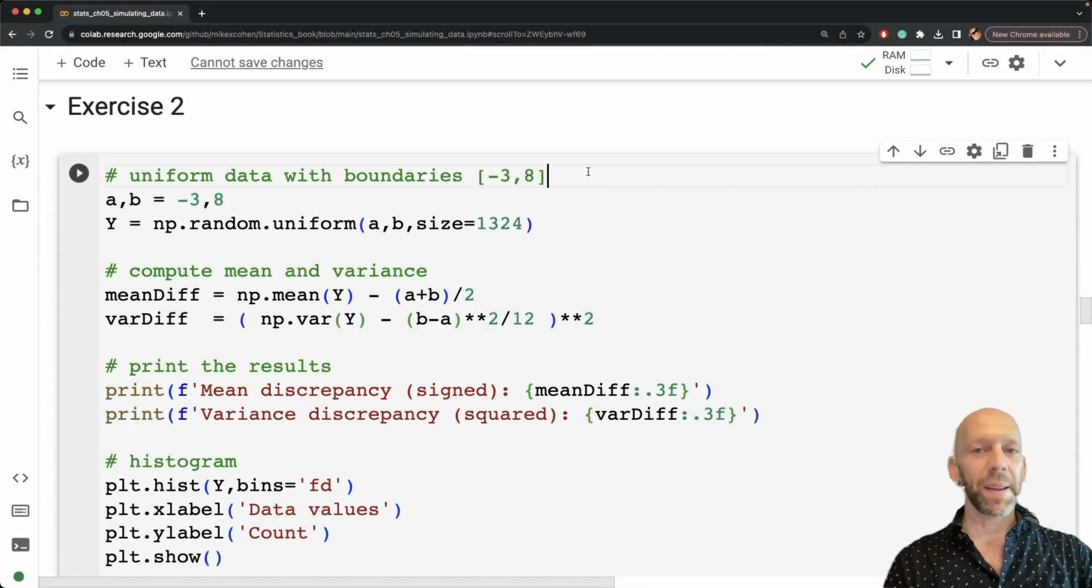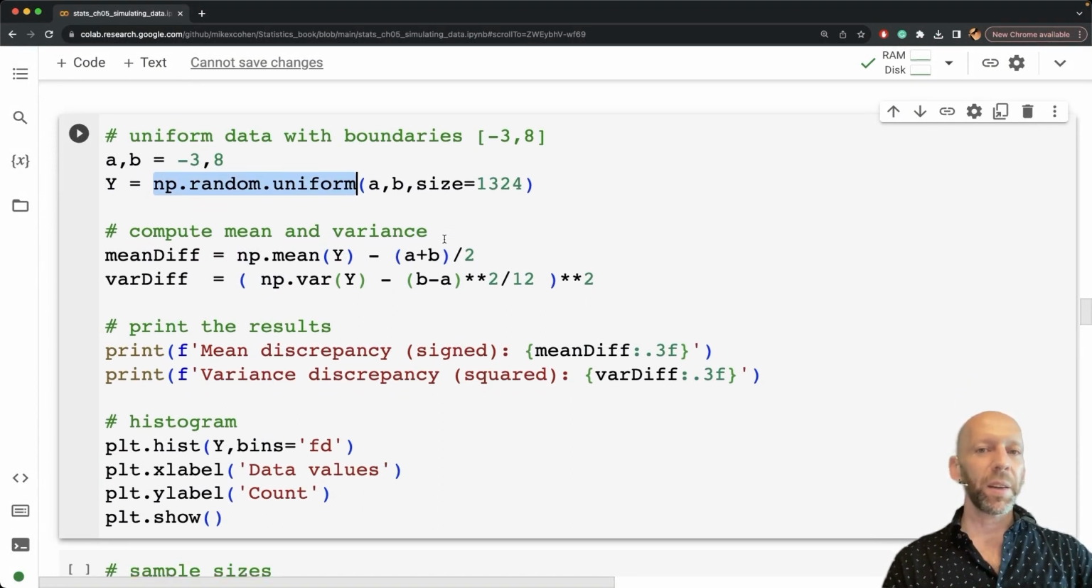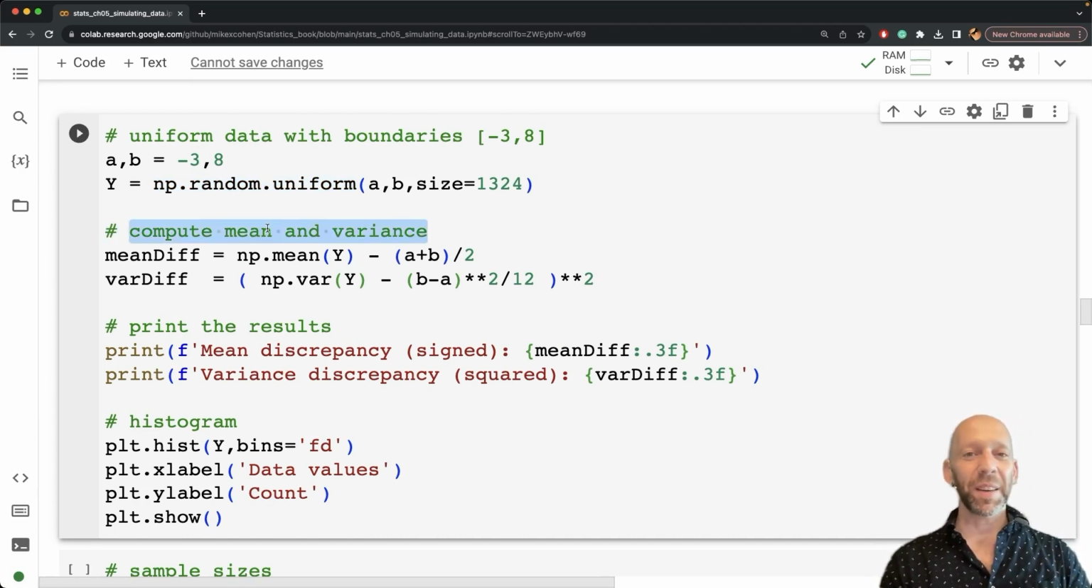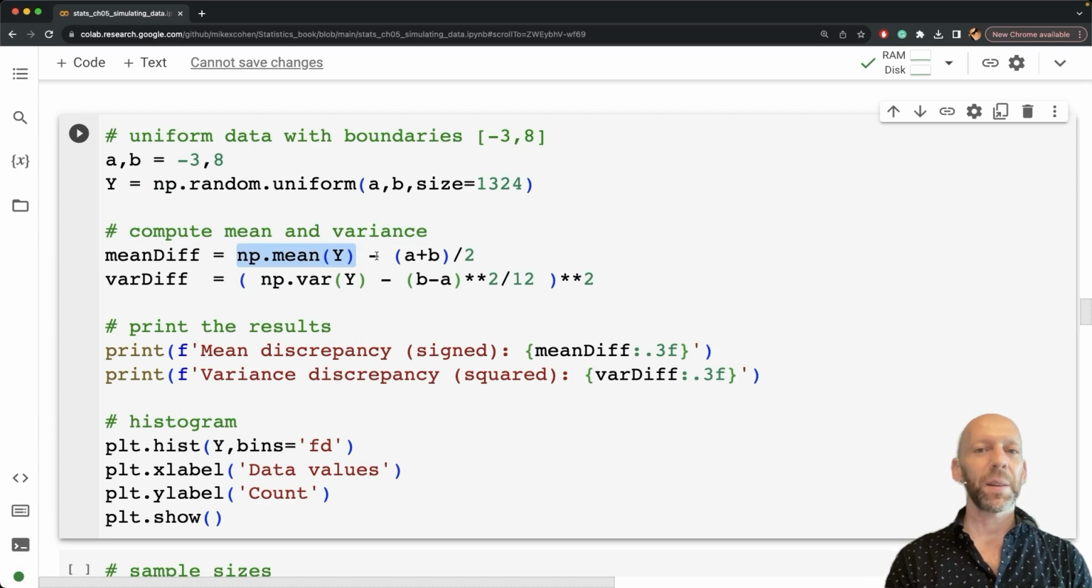So here we are in Python. Here I generate uniformly distributed numbers with these boundaries and this sample size. This comment is not entirely accurate. It's not just the mean and the variance. It's the mean and the variance discrepancy between the empirical values, which you see here, and the theoretical or expected values, which you see here. So that's for the mean. Here is for the variance. This follows the formulas that I showed in the book a moment ago. And now here I'm squaring this discrepancy for the variance difference.